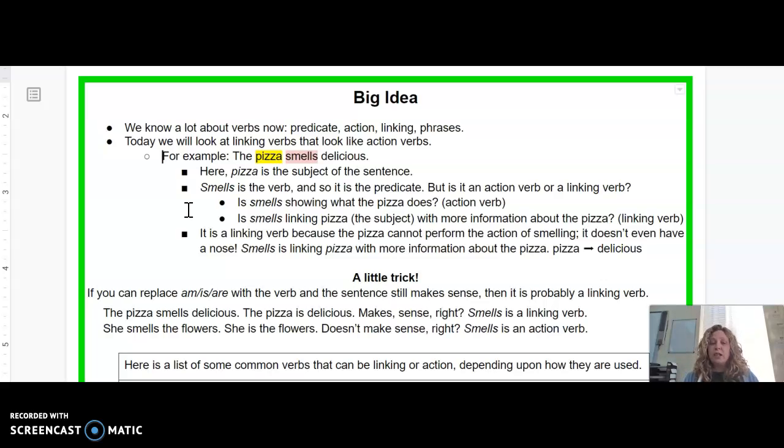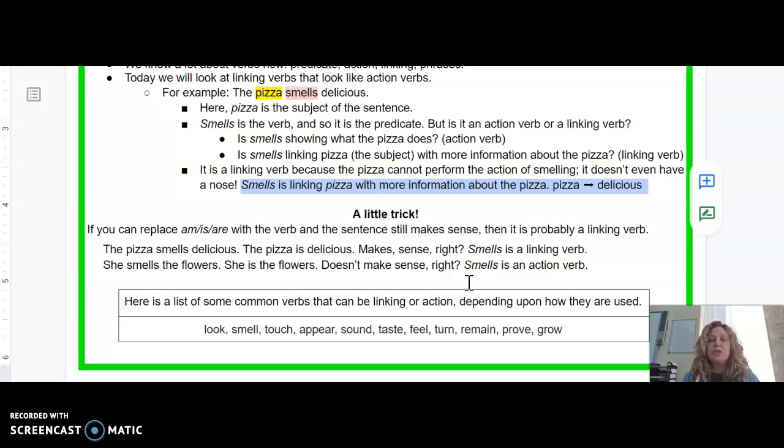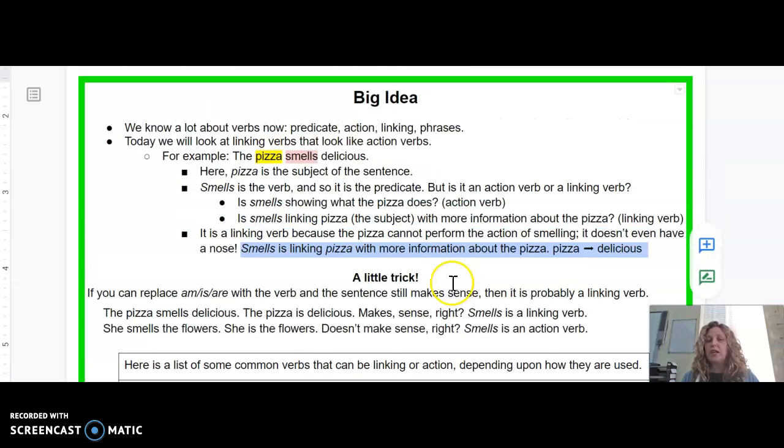Remember when we learned about linking verbs? And we said linking verbs link the subject to more information about the subject. So here, that linking verb smells is just linking pizza to delicious. It's not telling us that the pizza did something, right?